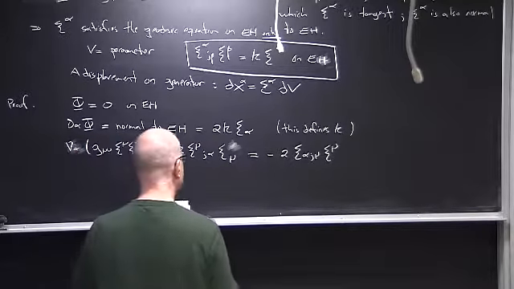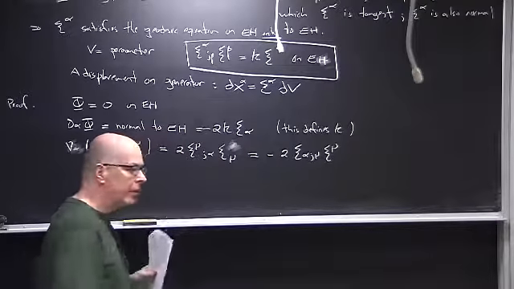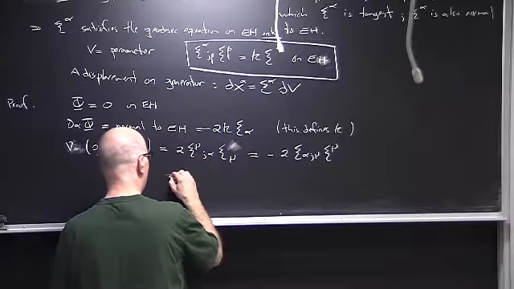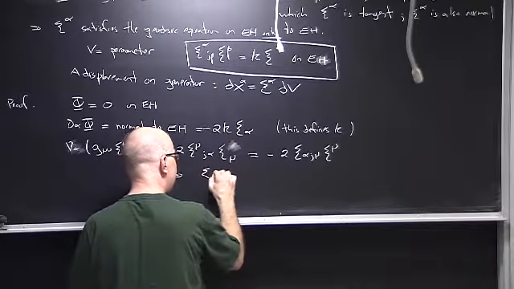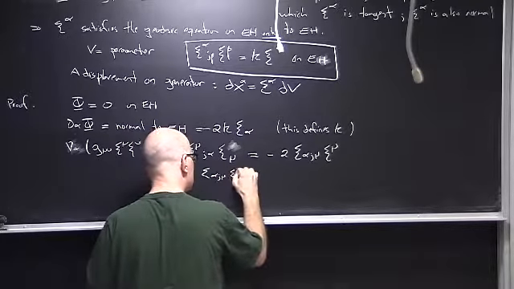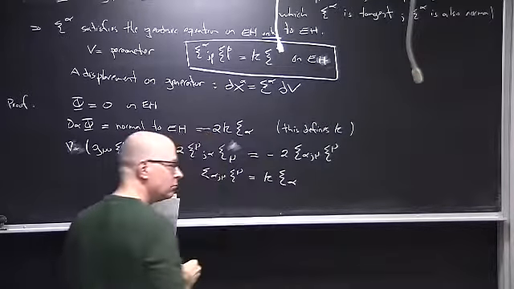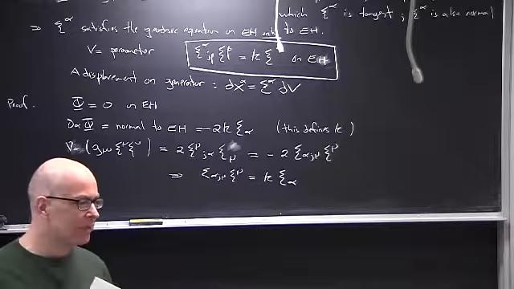Okay, well, let me define kappa this way. And therefore, I have the statement that xi alpha mu, xi mu is going to be equal to kappa xi alpha. All right.